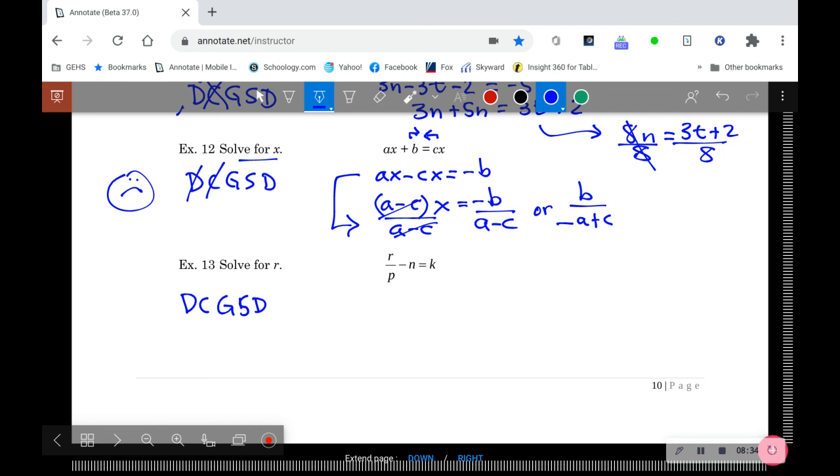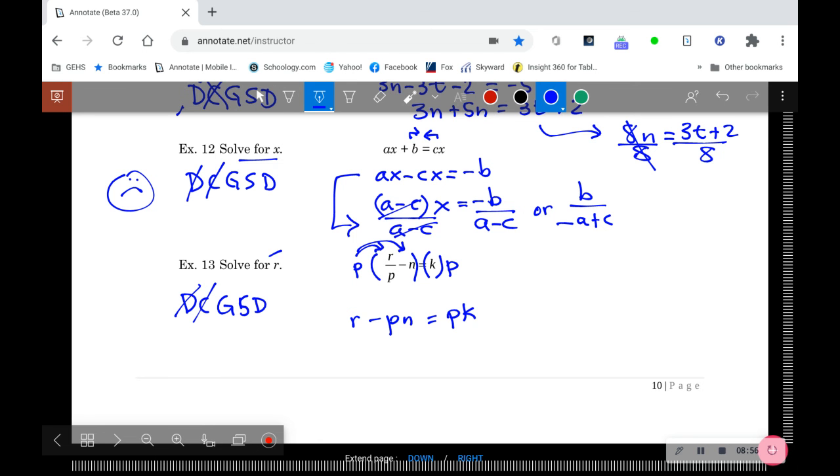Okay, distributing is non-applicable. There is a fraction to clear. Let's multiply both sides by p. And the first round right here, the p will cancel off. And then you get minus p times n. And over the underside, you get p times k, or k times p. All right, we cleared the fractions.